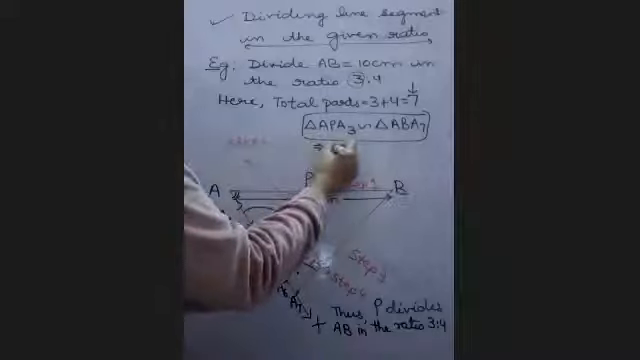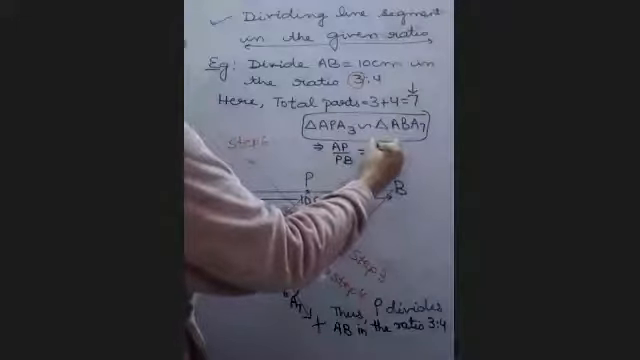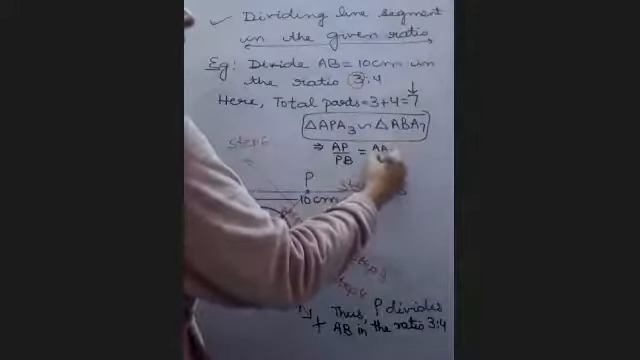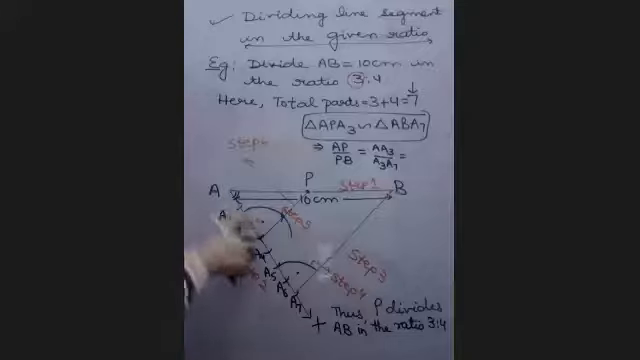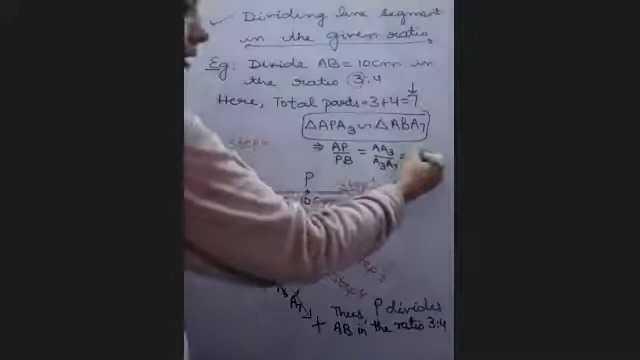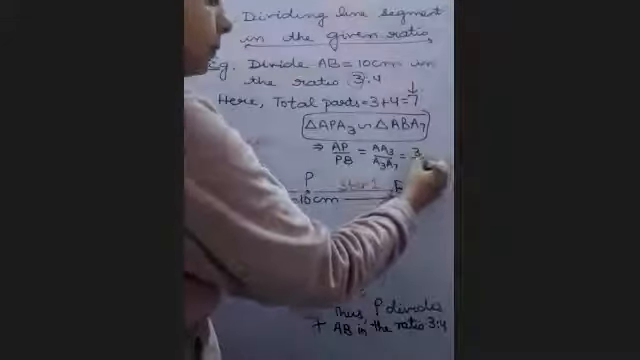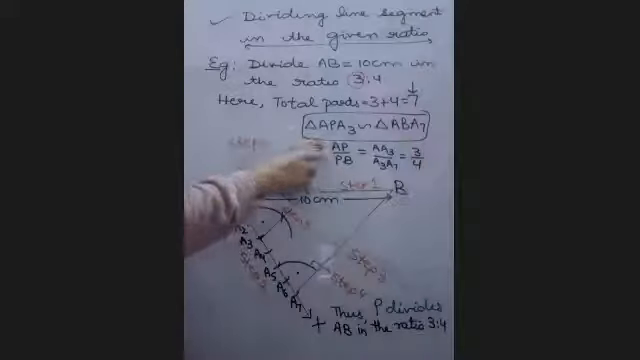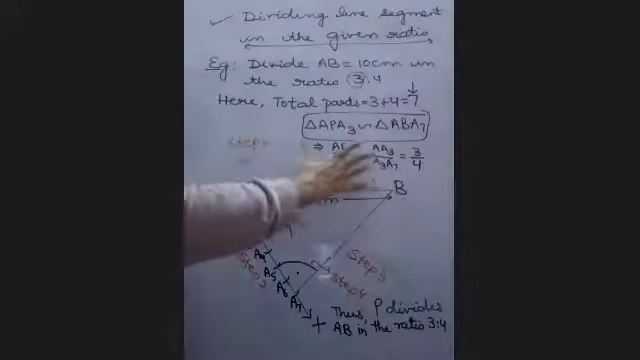So their sides will be in proportion. So AP upon PB should be equal to AA3 upon A3A7. And what is AA3? This too we have made ourselves. AA3, how many arcs? 3. Ma'am, 3. A3 to A7, how many arcs? 4. So are we getting AP is to PB in the ratio 3:4? Yes, ma'am. Clear? So that is how we can justify if needed.